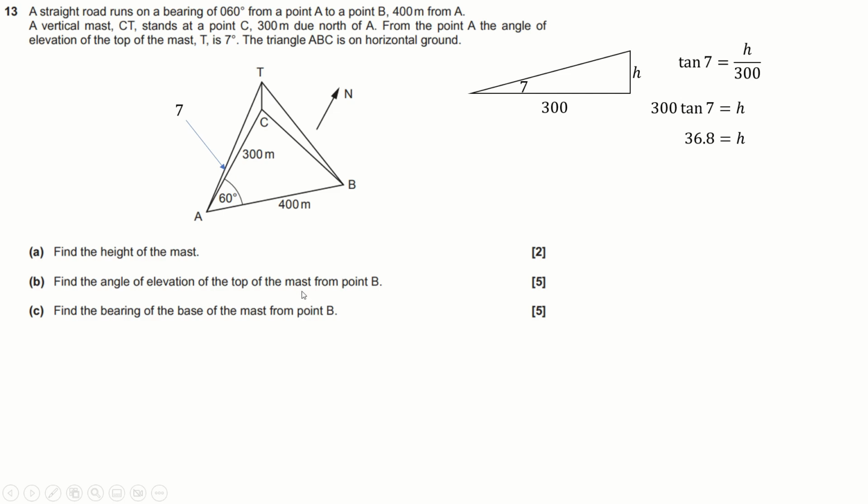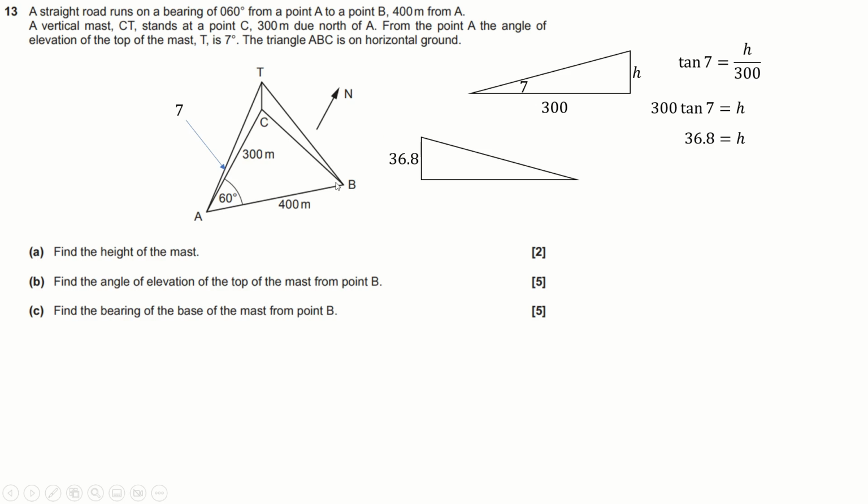Now find the angle of elevation from B. So we're looking for this angle here. So let's draw this triangle out on this side. And now the only information I have is the thing that I had there. So how do I get some more stuff? Well, just looking at this picture, all I need is the bottom. Because if I had the bottom, I could do inverse tan, a bit like this, but the other way around.